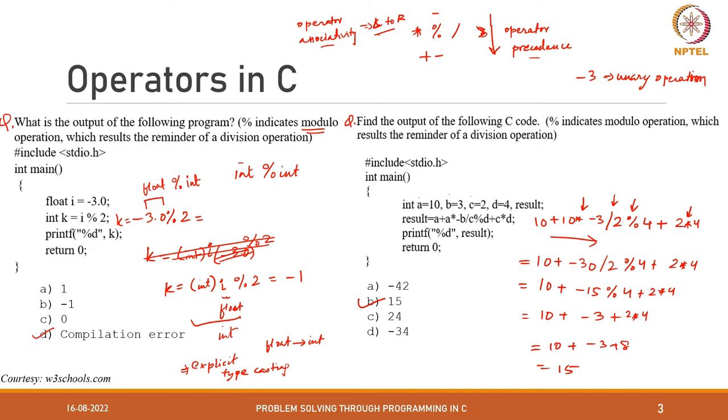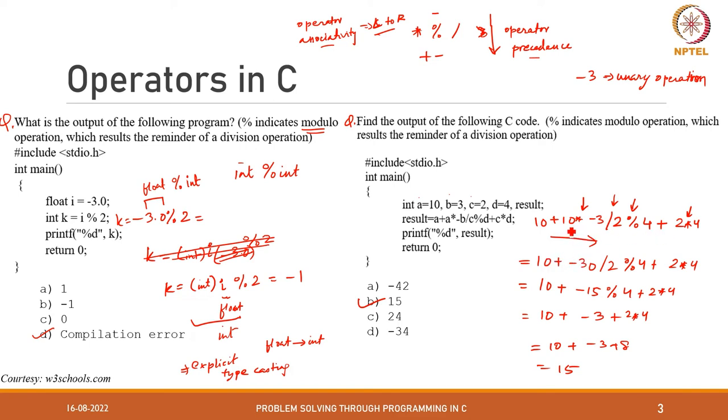Then a concept called operator associativity comes into play. Operator associativity for these arithmetic operators is from left to right. That means that when you have multiple operations of the same precedence, that is these four operators that we have here, we will always evaluate from the left to the right. So this is the direction in which we will evaluate.